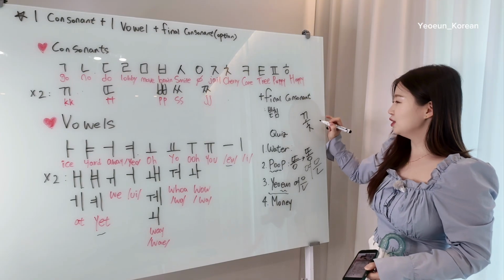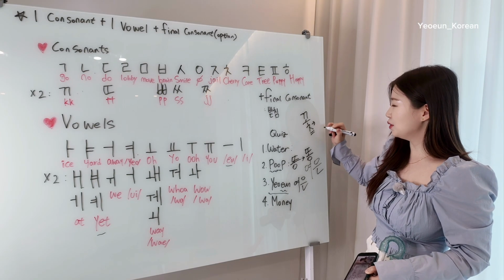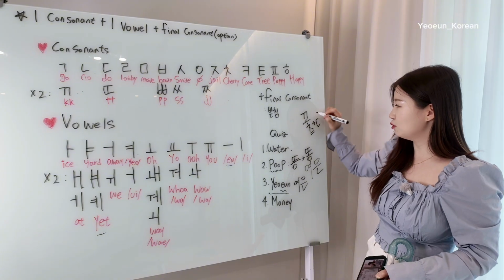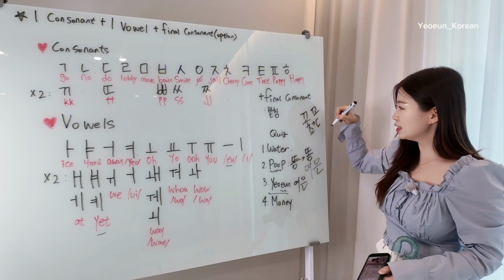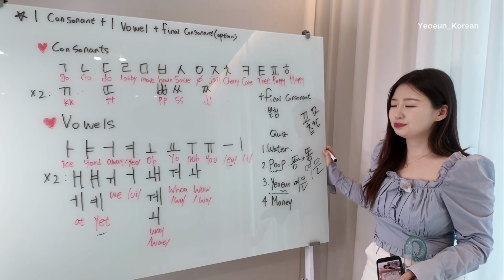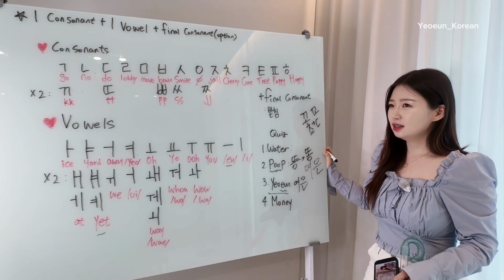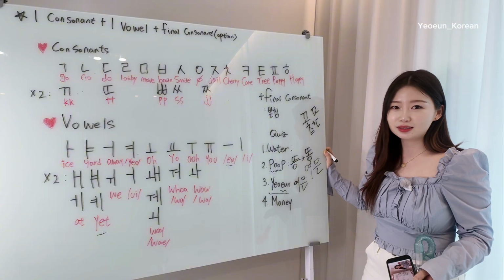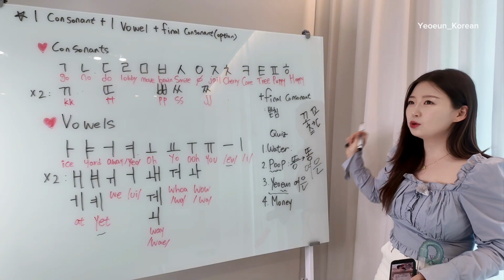Okay, but the 치 sound actually sounds like the 드 sound. So when you pronounce it, we say 꽃. It's not 꽃. No, 꽃. That's very similar to a rude word, okay? So we're gonna say 꽃.